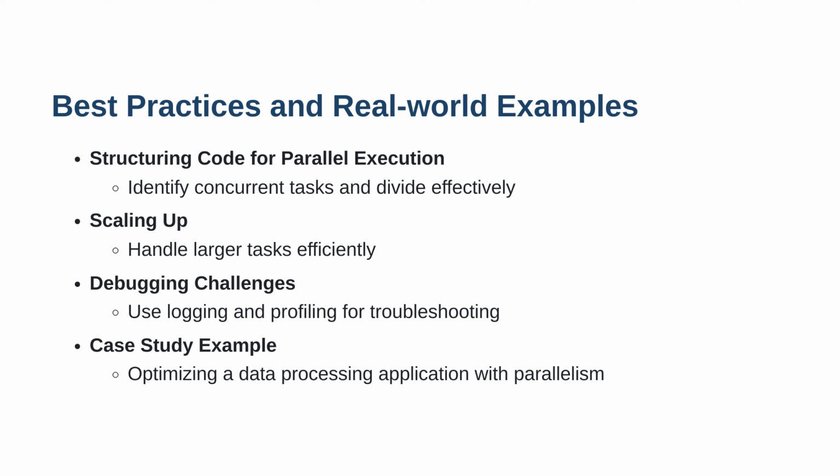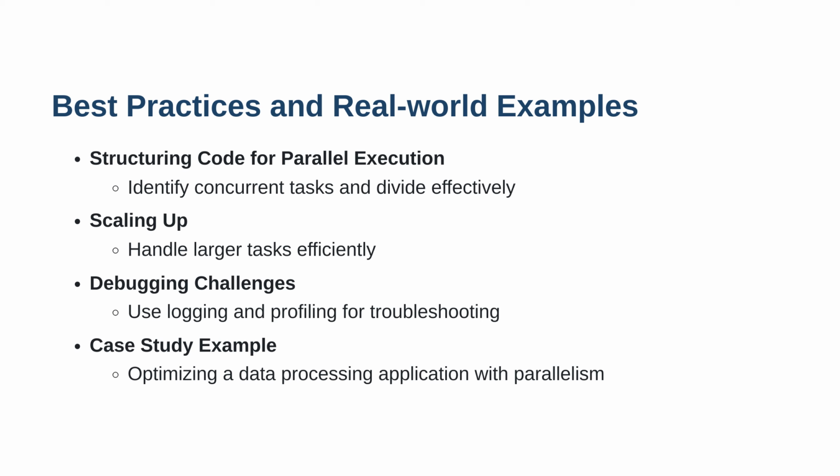Finally, let's discuss best practices for implementing parallelization in your Python applications. Structuring your code for parallel execution is key to achieving optimal performance. Start by identifying tasks that can run concurrently and consider how to divide them effectively. Scaling up parallelization to handle larger tasks can also improve efficiency, but be mindful of resource management. Additionally, debugging parallelized code can be challenging, as traditional debugging tools may not work as expected. Use logging and profiling to troubleshoot performance issues effectively.